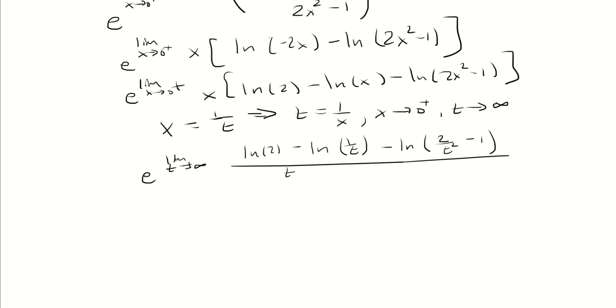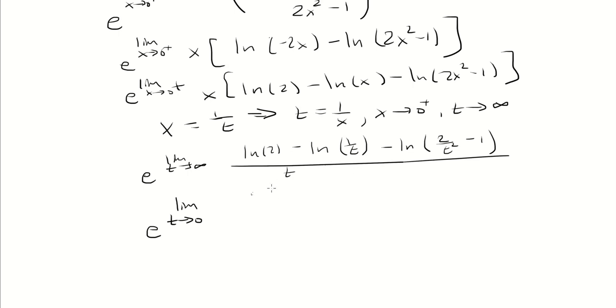Now, if we let t approach infinity, we end up with, on the top, ln of 2 minus 0, and then minus infinity over infinity. So that's going to be negative infinity over infinity. Use L'Hopital's rule. Well, the derivative at the bottom is just 1, so we don't care about that. And then we take the derivative. The derivative of natural log 2 is 0. Then the derivative of negative ln of 1 over t.